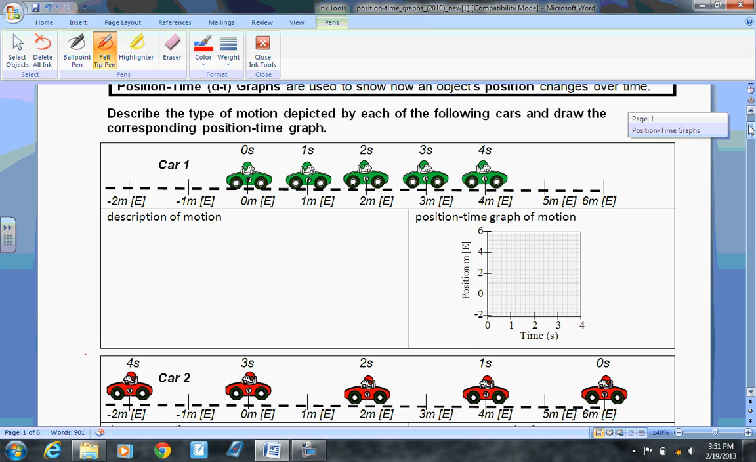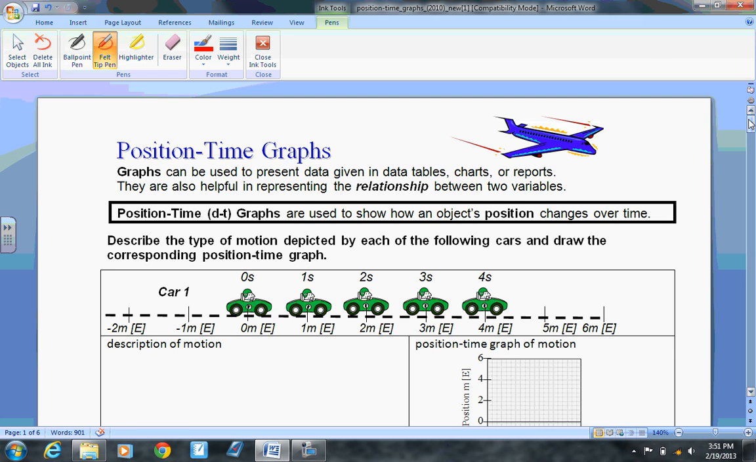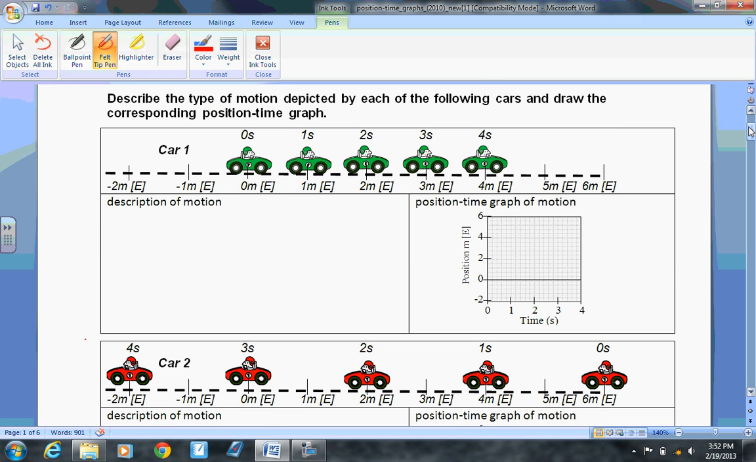Today we're going to be looking at position time graphs, and we're going to be analyzing the motion of different objects and relating that to position time graphs. So we're going to be looking here at our first example, and it's going to be this vehicle over here. We're going to call it car 1.